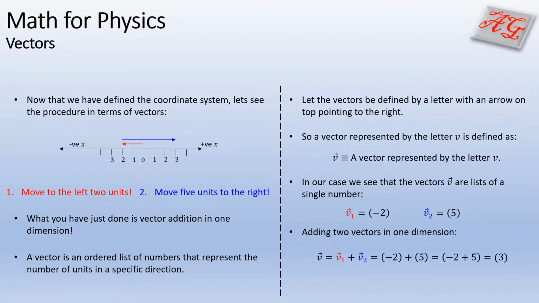Adding 2 one-dimensional vectors is easy. You just add the numbers, making sure to keep the parentheses that indicate that the sum of 2 vectors is, of course, a vector.